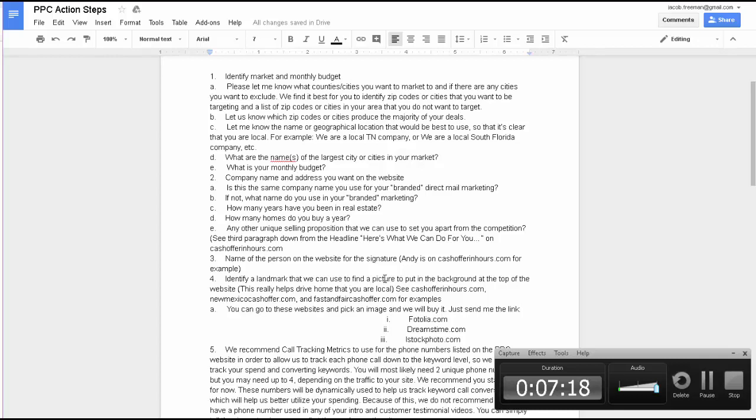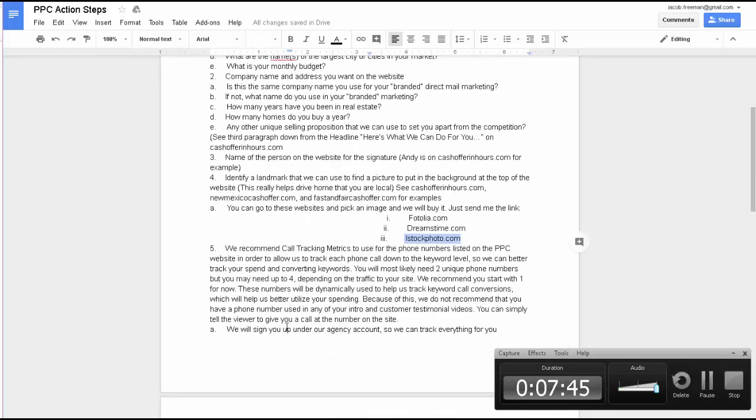So identify a landmark that we can use to find a picture to put in the background at the top of the website. Again, we're trying to appear local to distinguish ourselves from national competitors. And if you are looking, start with iStock photo. And if you can't find a good image on that one, then you can check these other two. But send us the URL of the photo that you want, and we'll buy it for you.